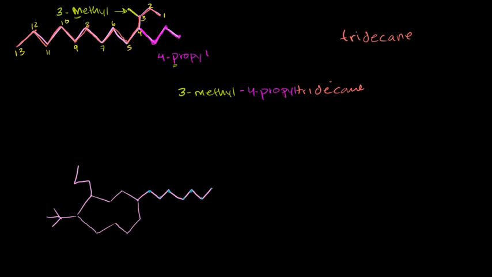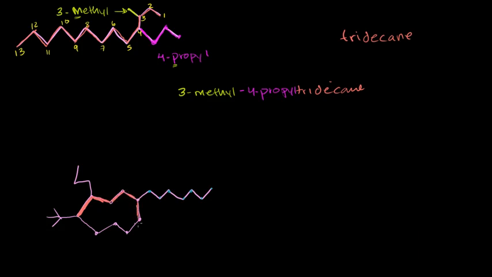Our ring has 1, 2, 3, 4, 5, 6, 7, 8, 9 carbons. So the ring is the largest, I guess you could say, core structure in this molecule. So that will be our core structure. And so we have 9 carbons. Let me highlight it. So the ring is this right here.